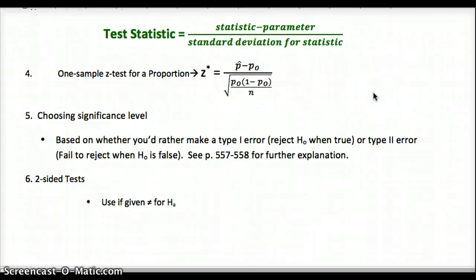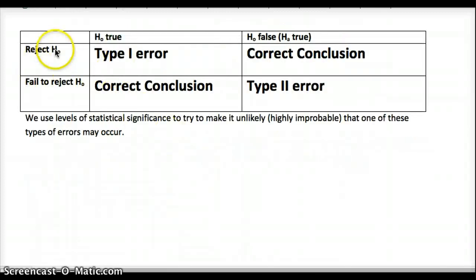Based on whether you'd rather make a type 1 error, reject H0 when it's true, or a type 2 error, we're going to choose a significance level. We'll talk about that more in class based on the alpha you'd want. Remember when type 1 and type 2 happen. Our two possibilities: we reject H0 and it's actually true, that'd be a type 1 error. We fail to reject and it's false, that's a type 2 error. So the alpha level will help us deal with which mistake would be preferable.